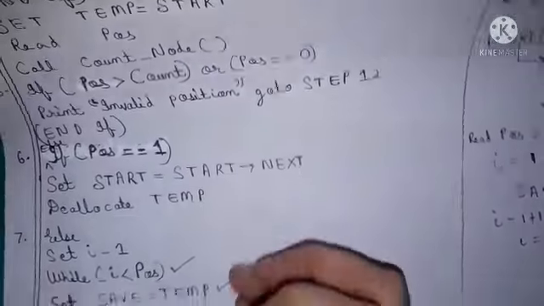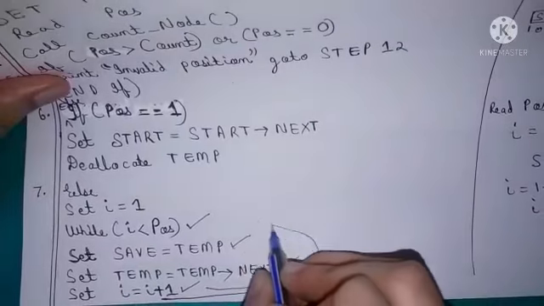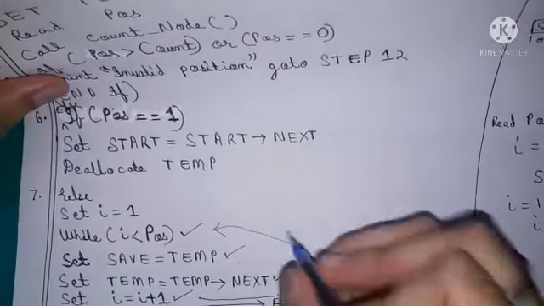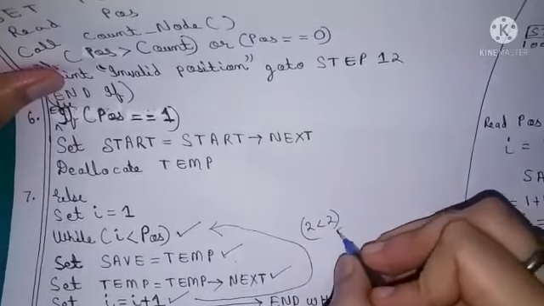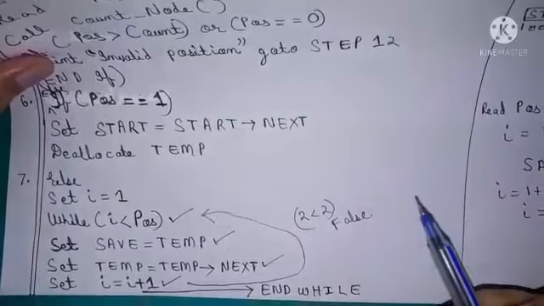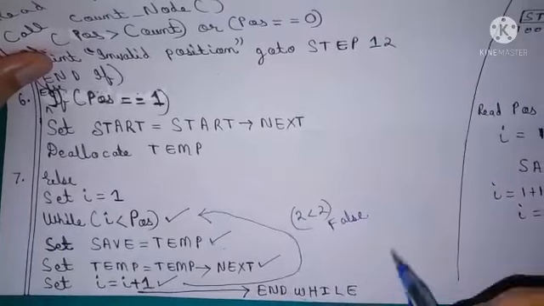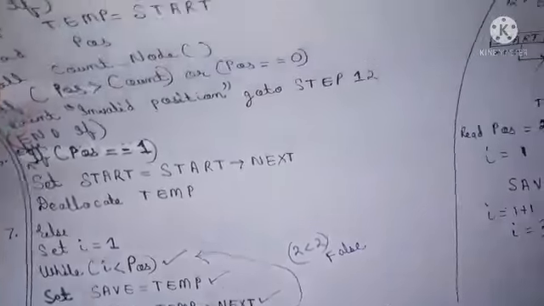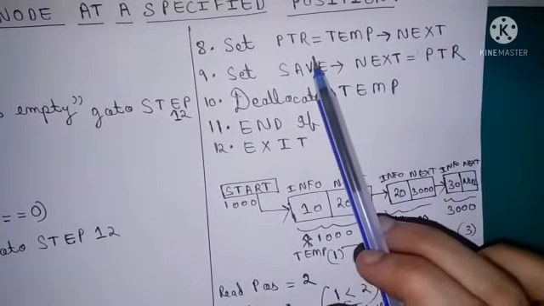Again the while loop will check: now 2 is less than 2. Now this condition becomes false. So the while loop will stop executing and will end. After that, we will take one more pointer, ptr.